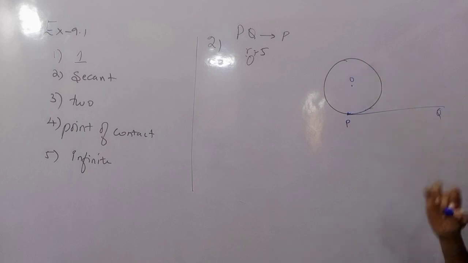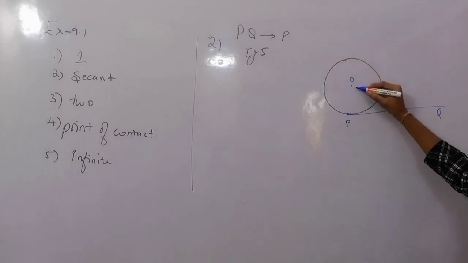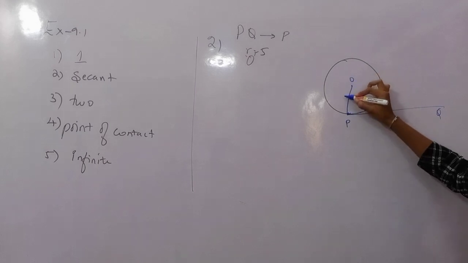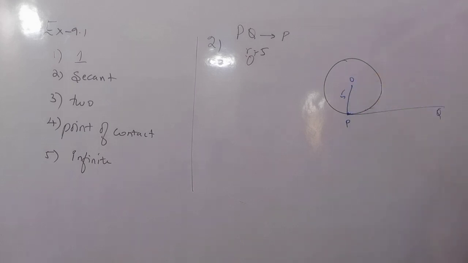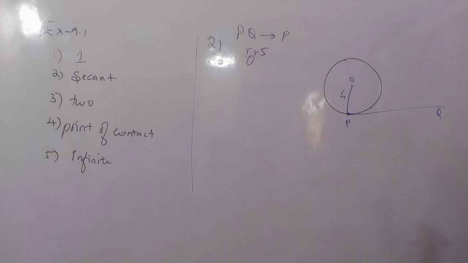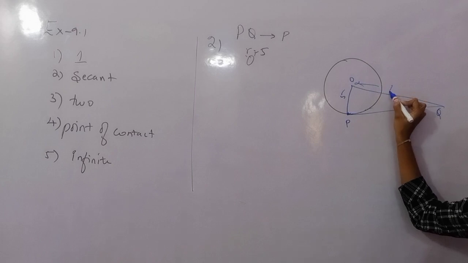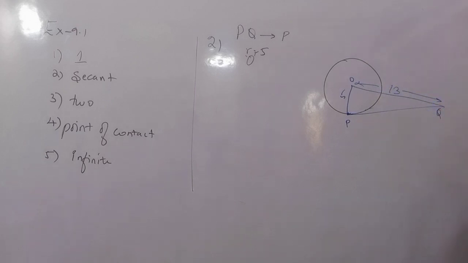I'll read the question again. A tangent PQ at a point P on a circle of radius 5 centimeters. If I join this radius, center to this is 5 centimeter, meets a line through the center O at a point Q, so that OQ is 13. If I am drawing a line from center O to Q, OQ is 13. Now you have to find the length of PQ.